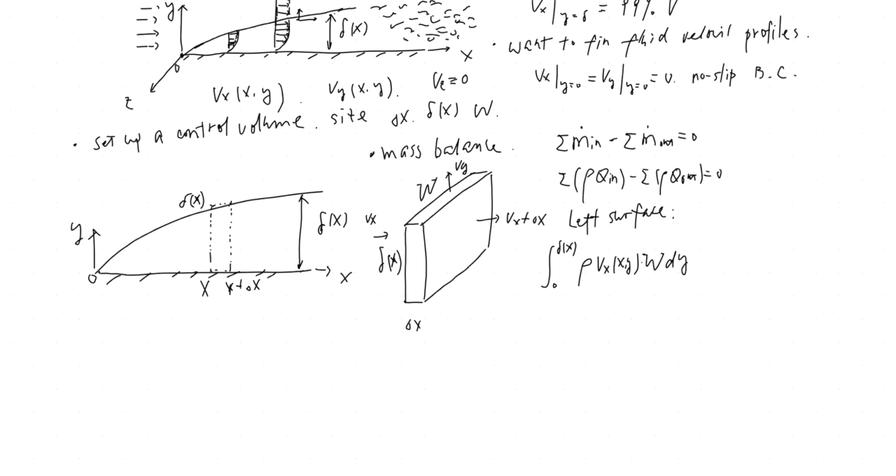So let me draw here. Consider strip dy. The w dy gives you the area of this strip. And then you integrate it from 0 to delta. It will give you Q in. So this is m dot from the left. This is the inflow.